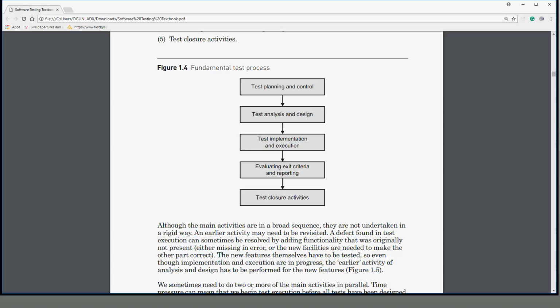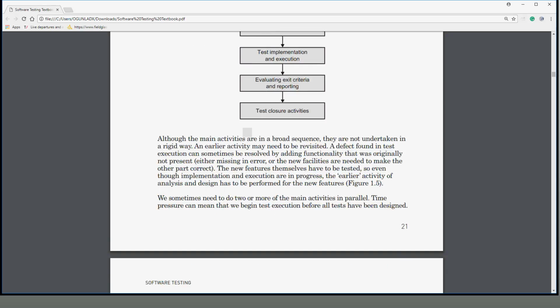From that, you move to your test analysis and design. You create and design your test cases, and you design your data. From there, you move to test implementation and execution. But an informal tester will go through this step alone and start implementation and execution, without going through test planning and control, or test analysis and design. That's what actually separates the informal tester from the professional tester: you go through rigorous planning and also test analysis and design.